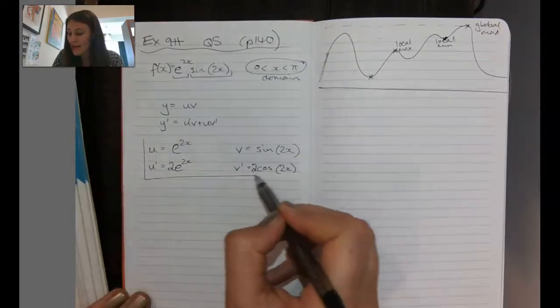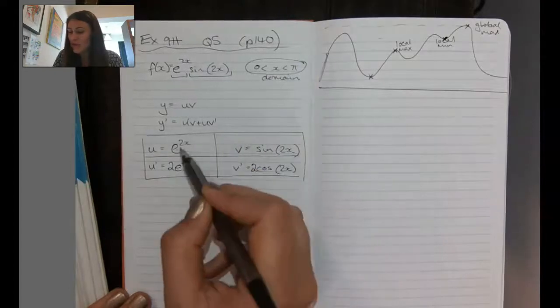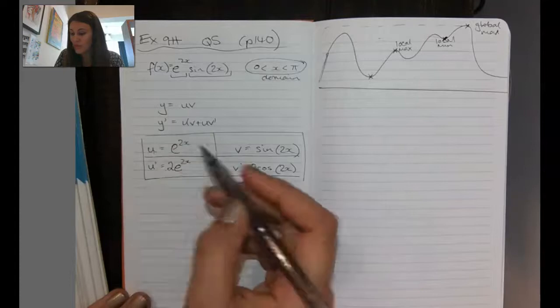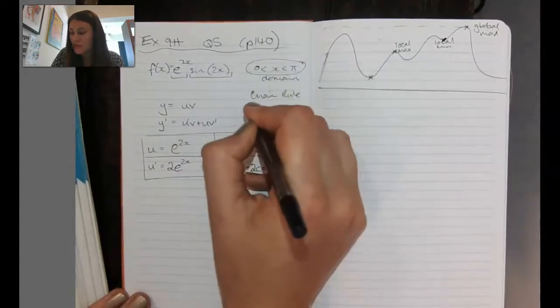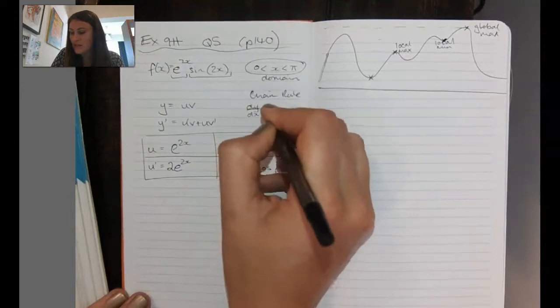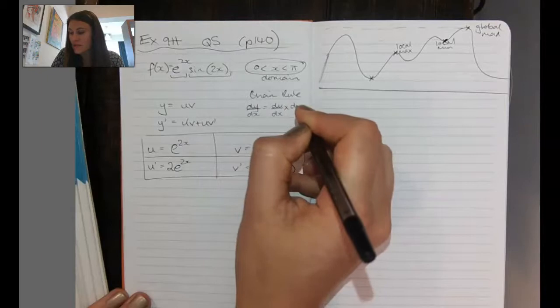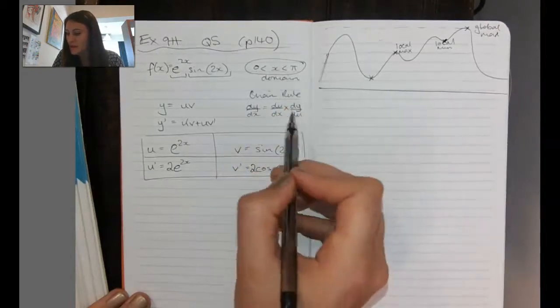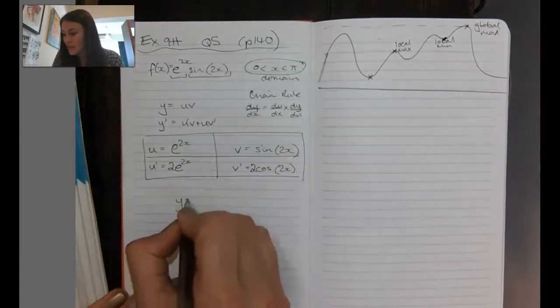If you're not sure on that step, then pause here and work through both of these differentials using the chain rule. So the chain rule, a little reminder, is dy by dx equals du by dx times dy by du, but actually usually these are written around the other way, but it doesn't matter. Okay, so let's carry on with the product rule then.